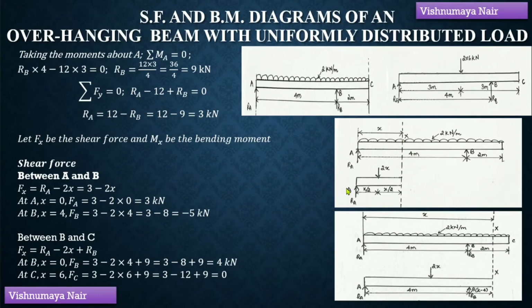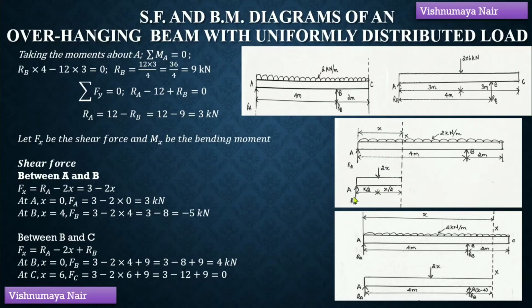So, it will be acting like this. So, on the left portion of the section, we have a reaction force RA acting in the upward direction and a point load 2x acting in the downward direction. Let Fx be the shear force and Mx be the bending moment at this section. Shear force is equal to the algebraic sum of the forces acting either on the left portion of the section or the right portion of the section. So, here we have considered the left portion of the section. So, it will be equal to the resultant of the forces on the left portion of the section.